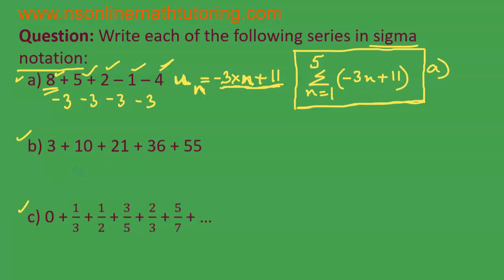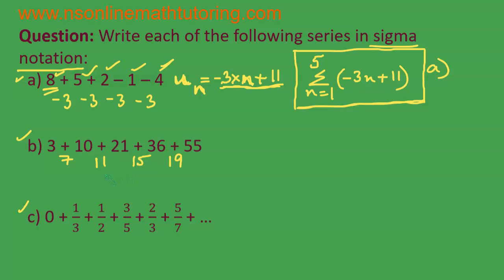Coming to the subpart B. Again, let us check the common difference. 10 minus 3 is equal to 7. 21 minus 10 is equal to 11. We don't have any common difference. 36 minus 21 is equal to 15. And 55 minus 36 is equal to 19. We are not having any common difference.